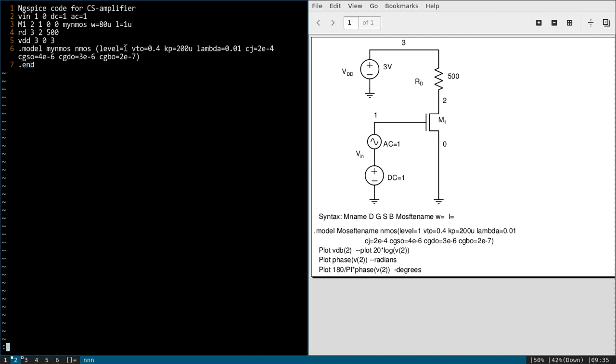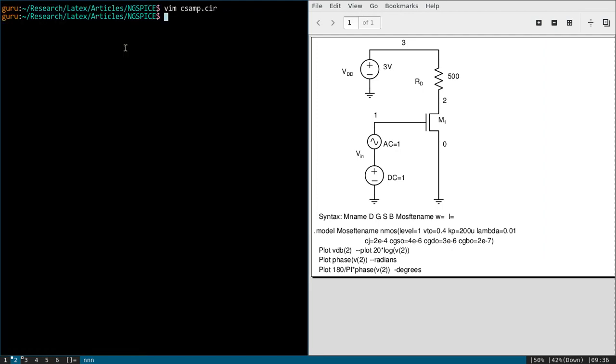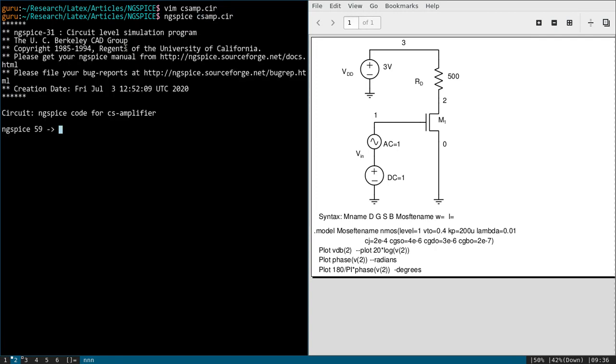Let us save it, and in the terminal we will write ngspice csamp.cir. So it has loaded the code. You can see the first line, Ngspice code for CS amplifier.